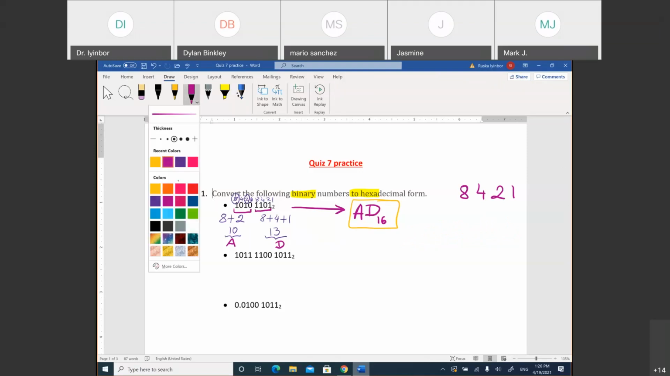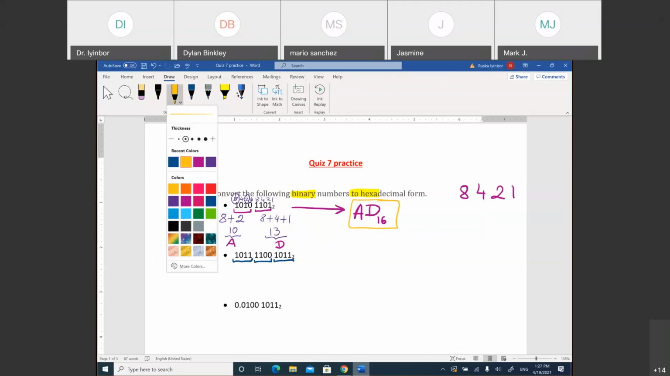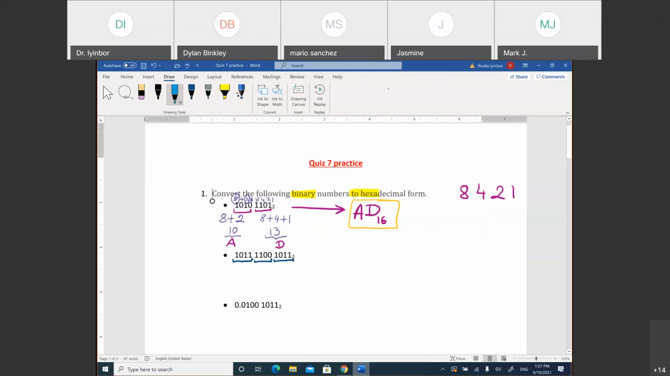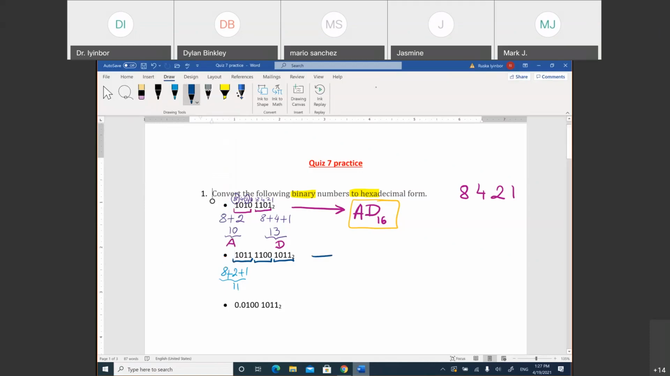We have another one. We have this binary number. We have 4 nibbles, already in groups, right? So again, you're gonna keep in mind how the powers of 2 are. Here I'm gonna add 8. The first one is gonna be 8 plus 2 plus 1. So that gives me 11. And what is the letter for 11? It's gonna be B, that's right.